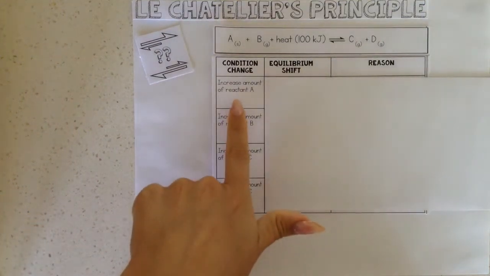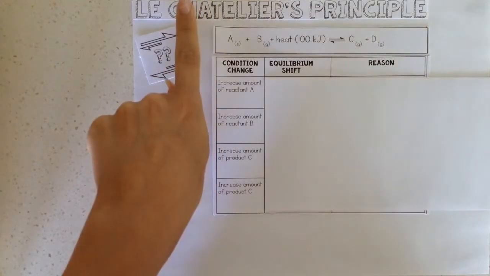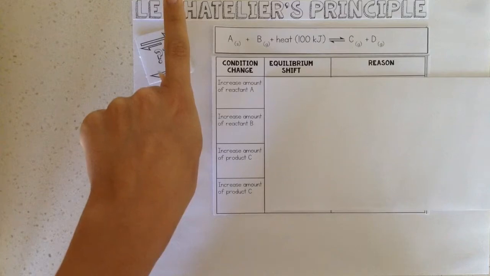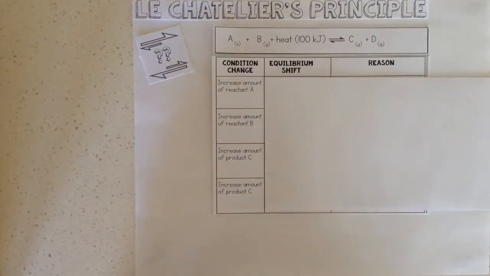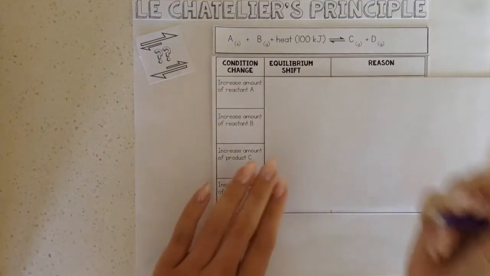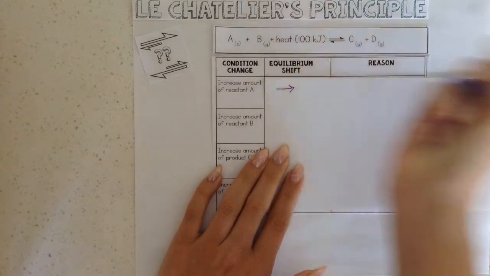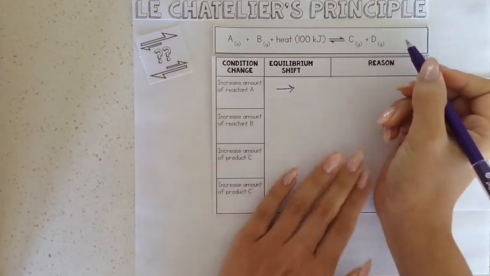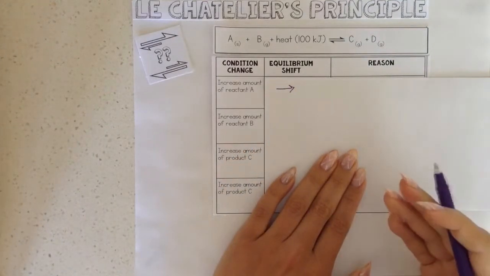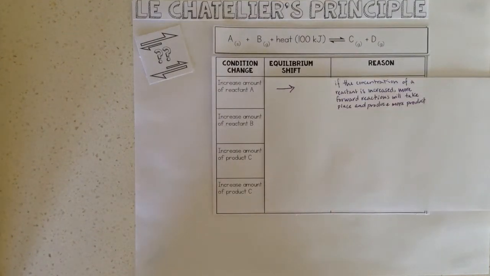First, we're going to increase the amount of reactant A. We're going to increase that concentration of A, put more A into our system. Which way will equilibrium shift? Well, it's going to go away from A. So equilibrium is going to go towards the right, towards making more C and D. If the concentration of a reactant is increased, more forward reaction is going to happen to produce more of our product. What happens if we increase the amount of reactant B?